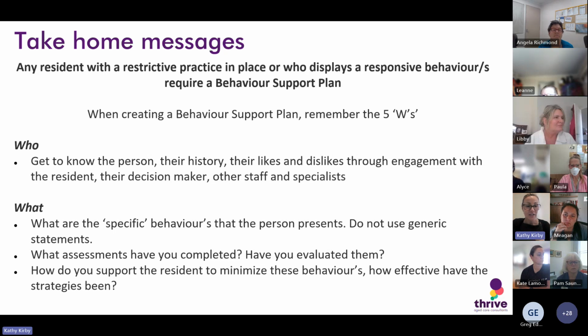And how are you going to support the resident to minimise or prevent these behaviours from occurring, okay? And how effective are the strategies? Because that strategy for Gwen with the pain, amazing.